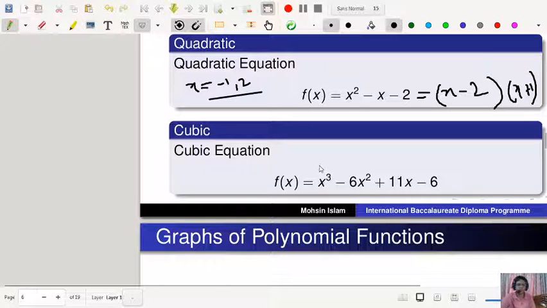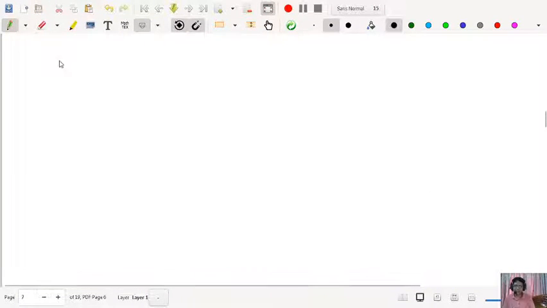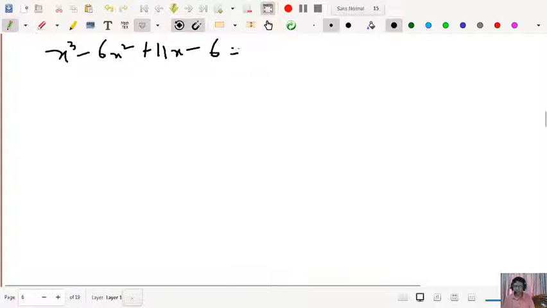The cubic polynomial is given by x cube minus 6x square plus 11x minus 6. Let me factorize this one here: x cube minus 6x square plus 11x minus 6. If you factorize this, you will get x minus 1, x minus 2 and x minus 3.